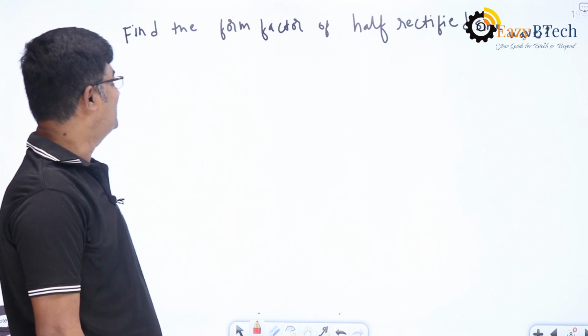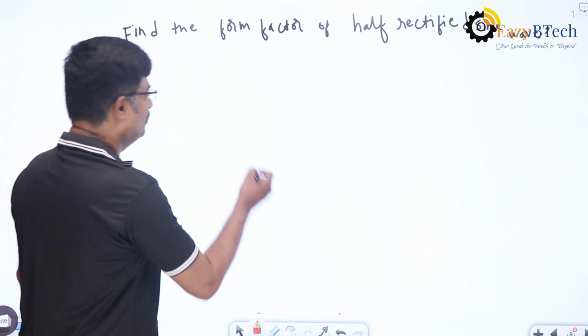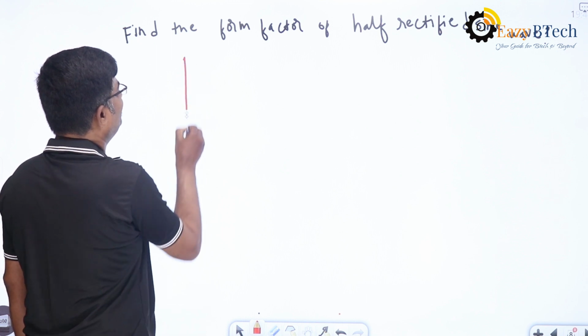Here the problem is asking to find the form factor of a half rectified sine wave. So how will my half rectified sine wave be?